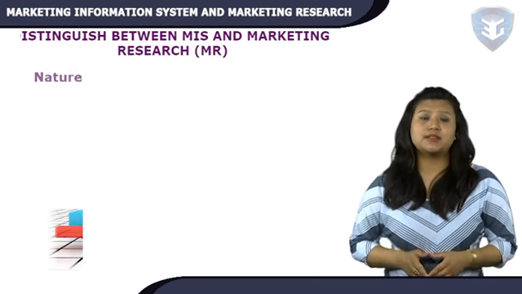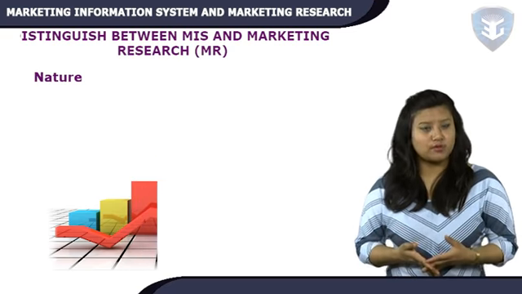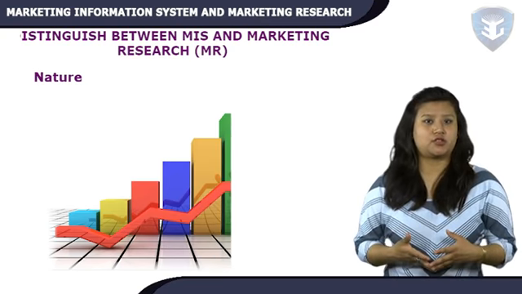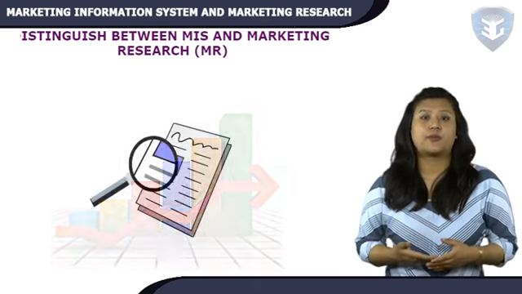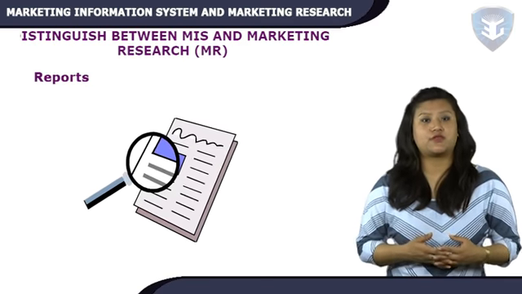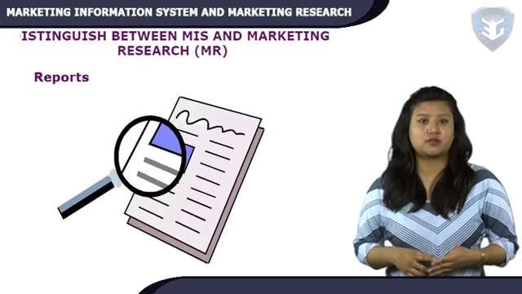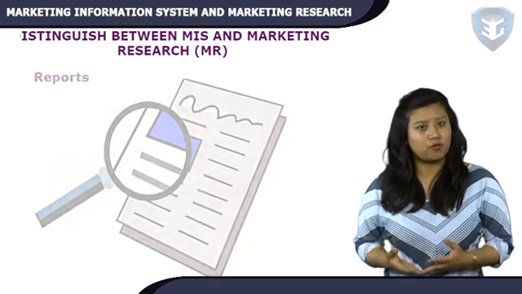Nature. The MIS is more non-specific or general in nature. It can solve many types of marketing problems, whereas marketing research, MR, is more specific or particular in nature. At one time, it can only solve a single type of marketing problem. Reports. The MIS gives 4 types of reports, namely plan reports, periodic reports, trigger reports, and demand reports. Marketing research, MR, provides only one report called the MR report.